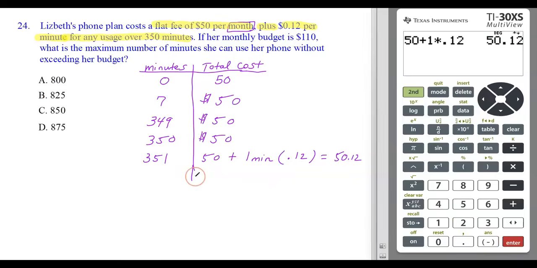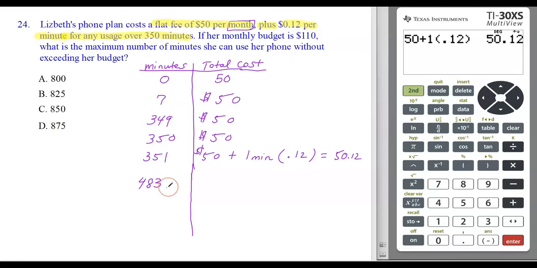Now, let's just do one more. This is a tricky problem. Let's say it was something over 350. Let's say it was 483 minutes. The first step is I got to figure out how many minutes is this over 350. Well, we can subtract these two. Just take this number minus 350. So let me clear this. 483 minus 350.